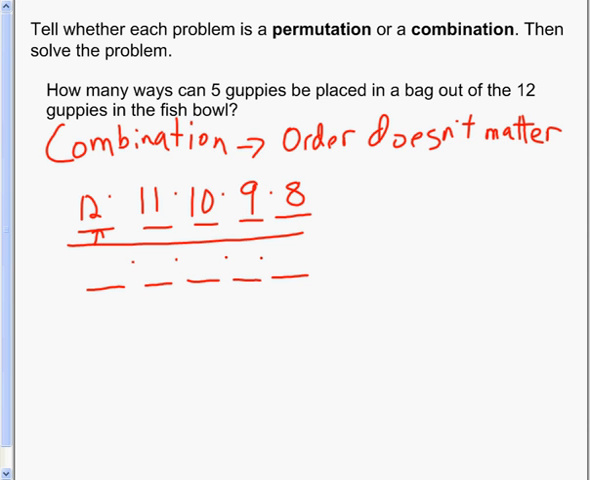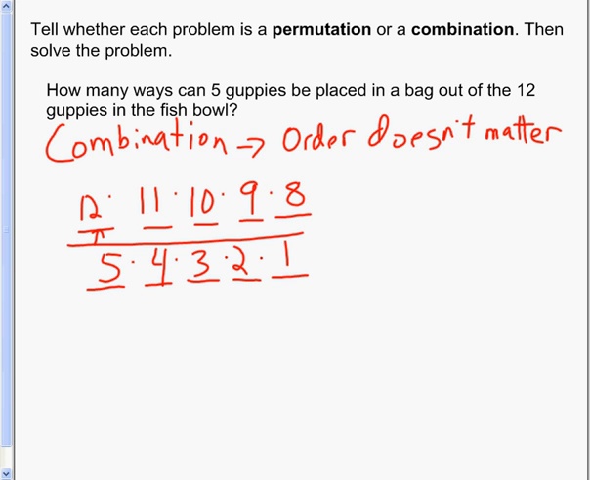On the bottom, we're going to have 5 blanks as well, because now we have 5 fish in there. How many different ways can they be rearranged in the bag? 5 for the first spot, 4 for the second, 3 for the third, 2 for the fourth, and one last one for the fifth. Now we're just left dividing.